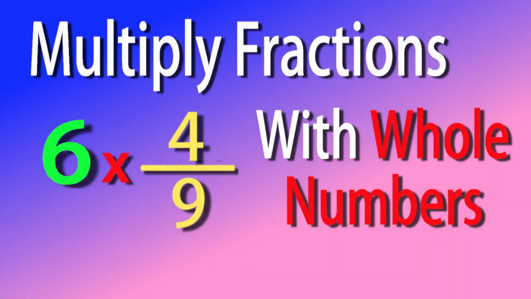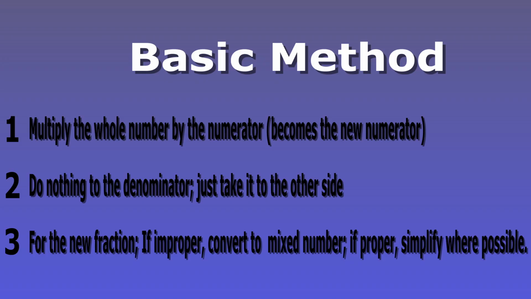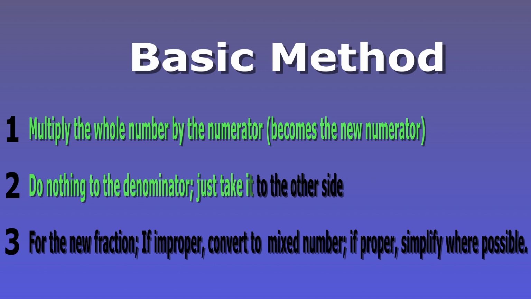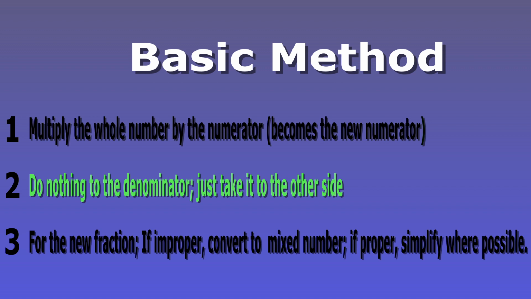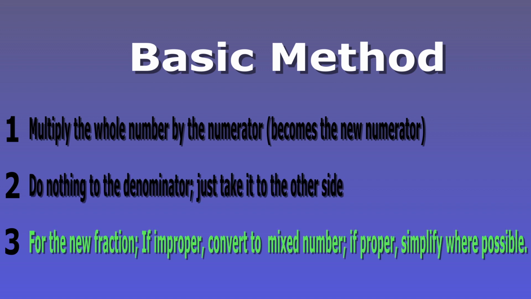So let's jump in. How do we multiply fractions by whole numbers? The easiest way to do this is a three-step method. The first step, multiply the whole number by the numerator, and the result becomes the new numerator. Step 2, do nothing to the denominator, just take it to the other side of the equal sign. And step 3, for the new fraction that results, if the fraction is improper, convert to a mixed number, and if it is proper, then simplify where possible.